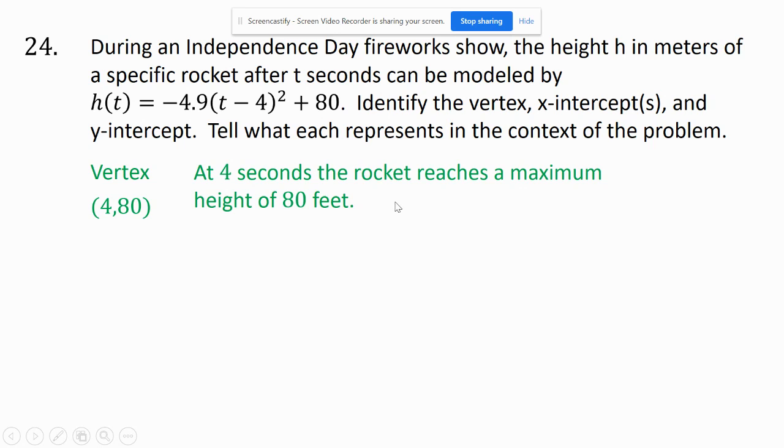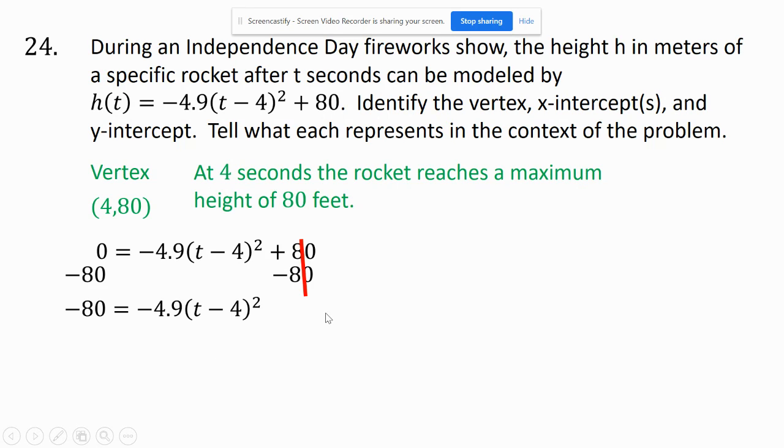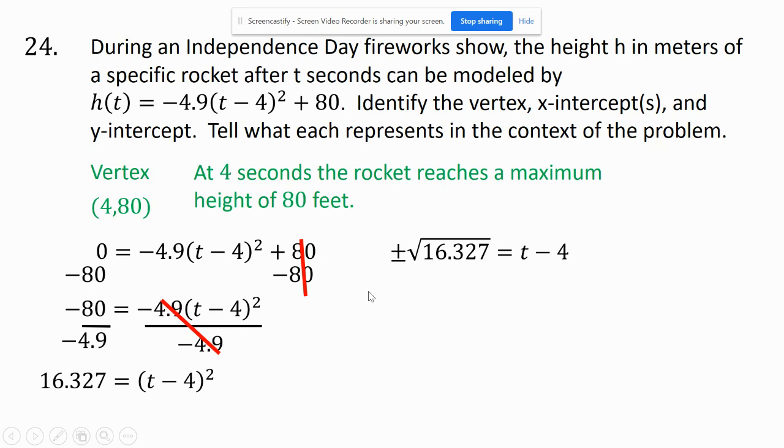All right. So to find the x-intercepts, I'm going to go back to the original equation. I want to solve for t, so I'm going to use the square root law, which means I'm going to subtract 80 from each side first, then divide by negative 4.9, and then I'm going to square root each side. And 80 divided by negative 4.9, I can use decimals because decimals are given up here in the problem. So when I square root this, I'm going to have plus or minus the square root of 16.327. I'm going to add the 4 to each side.